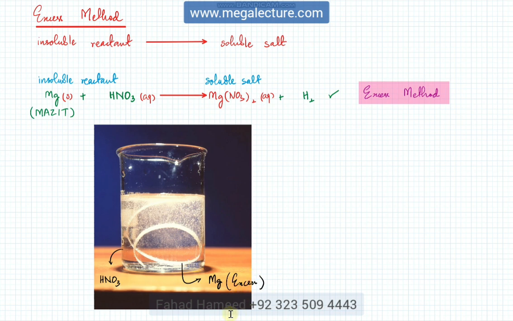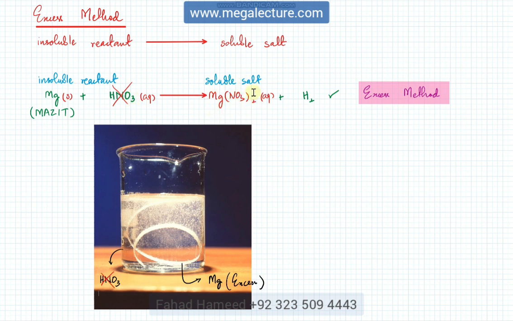And the reason why you want to add excess magnesium, what that means is that you're going to add a lot of magnesium. You're going to keep on adding magnesium until it's in excess, more than the required amount. Now, why do you want to do that? The reason you want to do that is you want all the nitric acid over here to get used up. You want to get rid of all the nitric acid in the flask because you want to produce the salt.